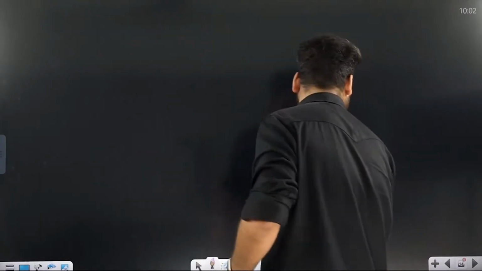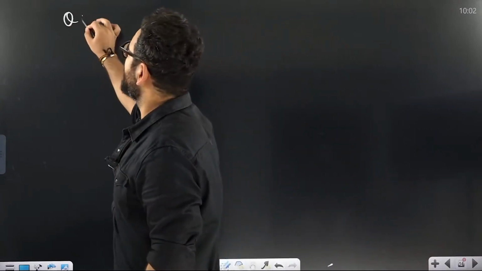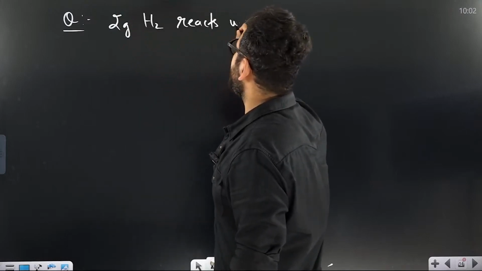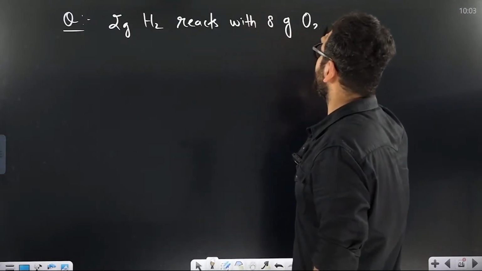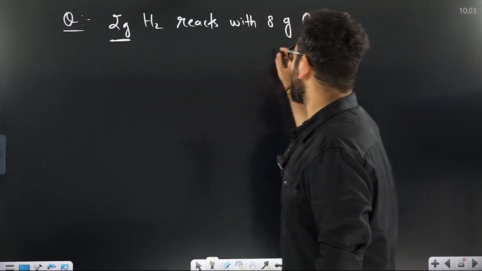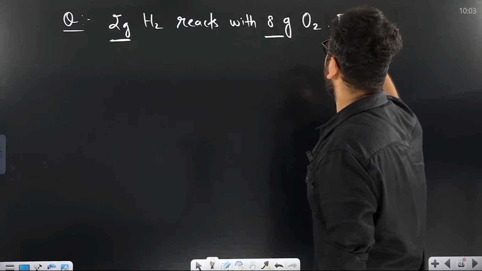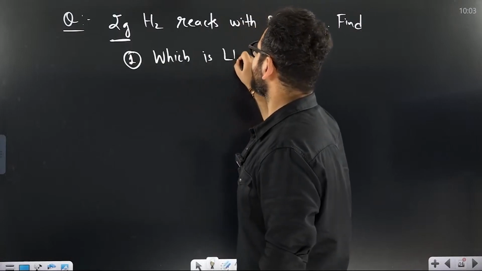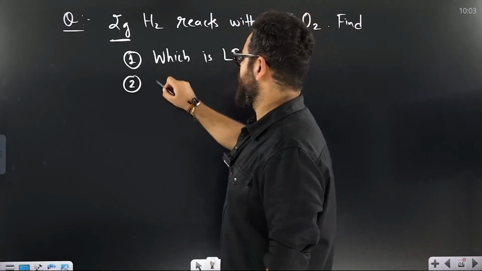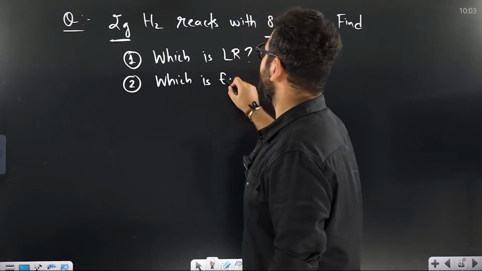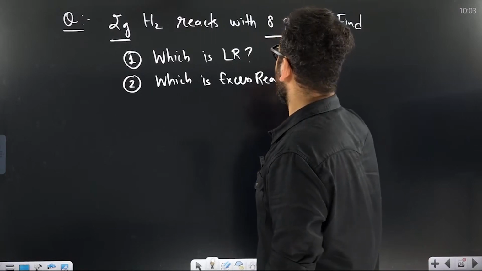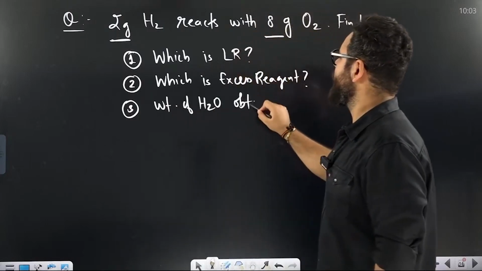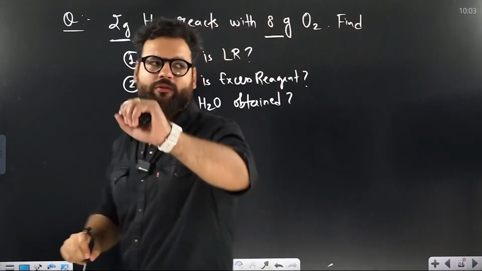Now I am giving you the same question again. All of you write down the question. Question was: 2 gram hydrogen reacts with 8 gram oxygen. We have to find the following things. Number 1, which is the limiting reagent. Second, which is the excess reagent. Third, the weight of water obtained. These 3 things we have to find.